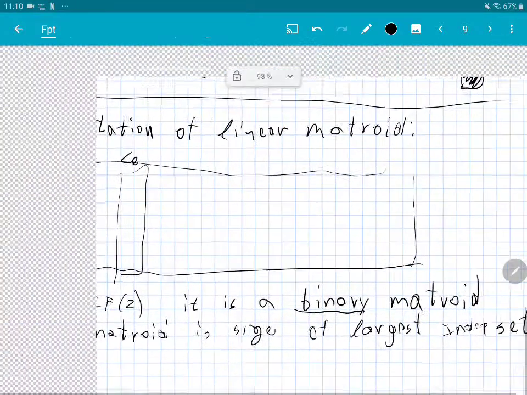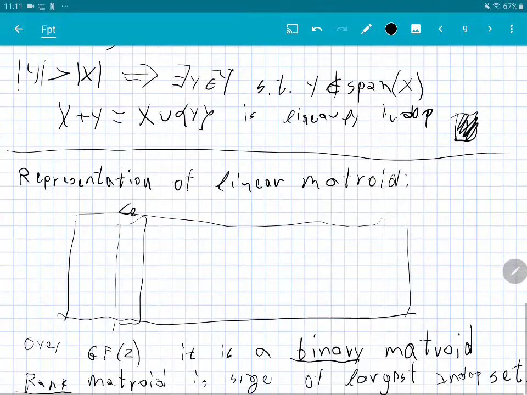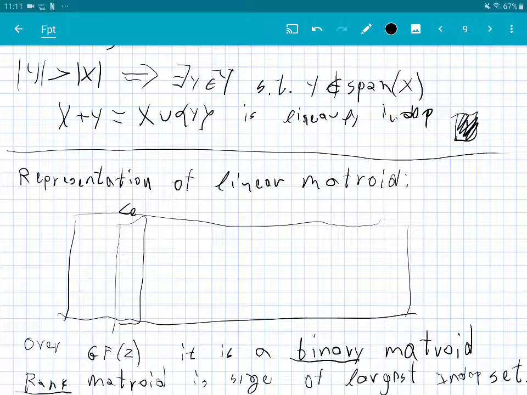Okay, so the rank essentially you can think about as dimension. In particular, one way to represent a linear matroid is you take the vectors and you write them as columns in a matrix, right? For every element in set U, you're going to have a column that is the vector for this matrix. And now you look at this matrix, and this is your representation.